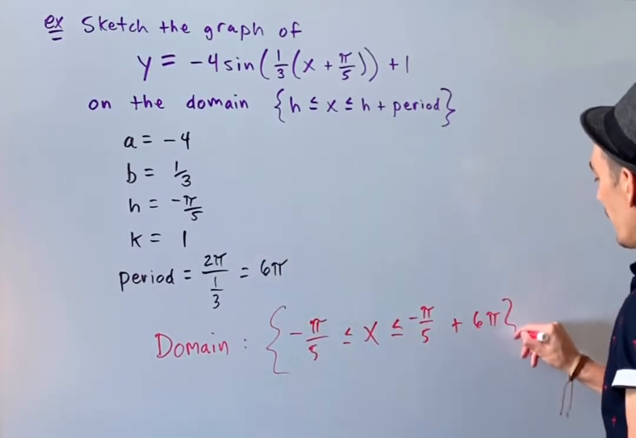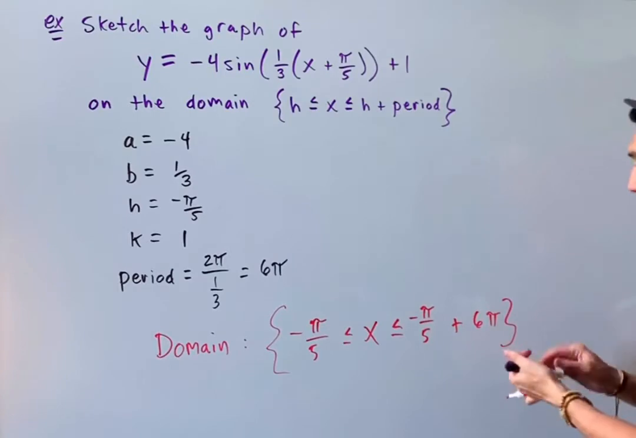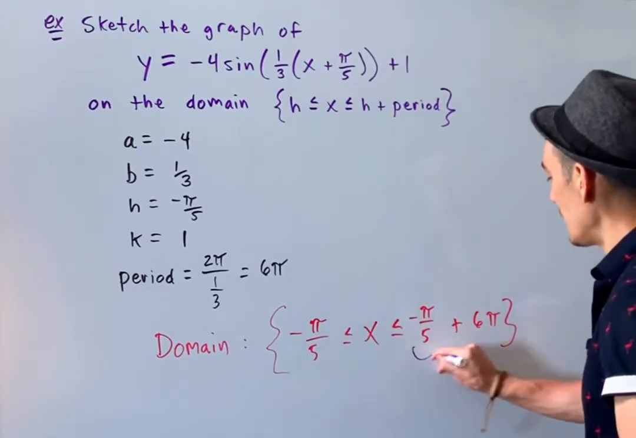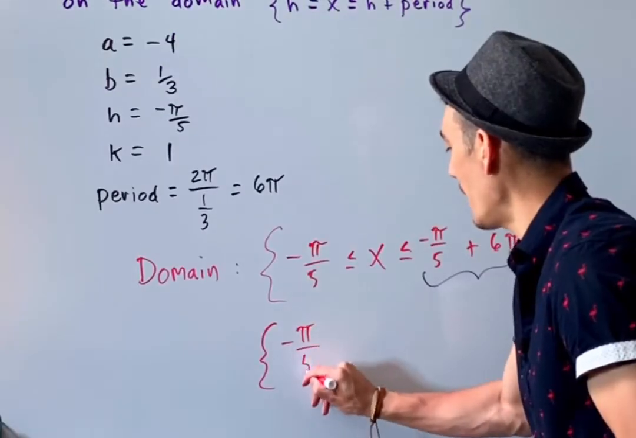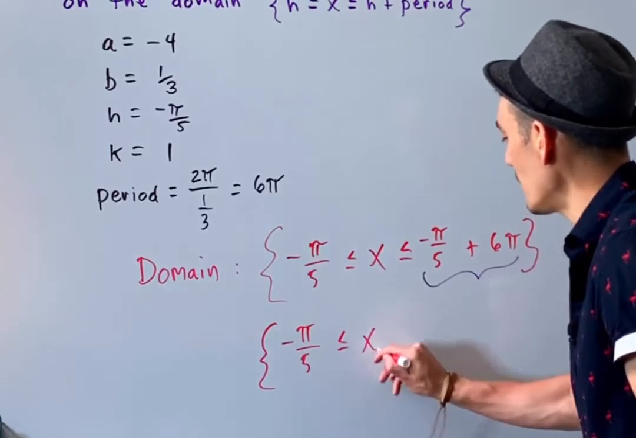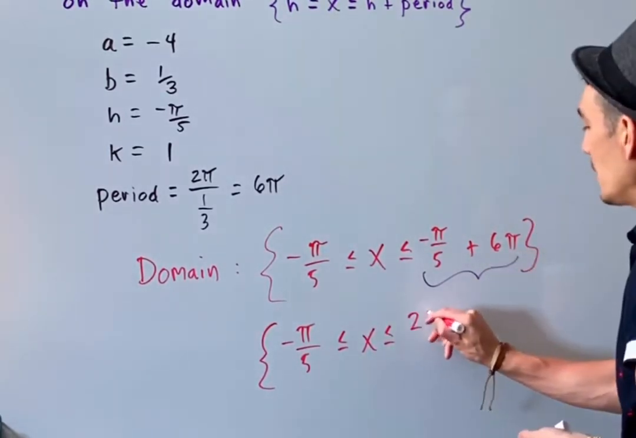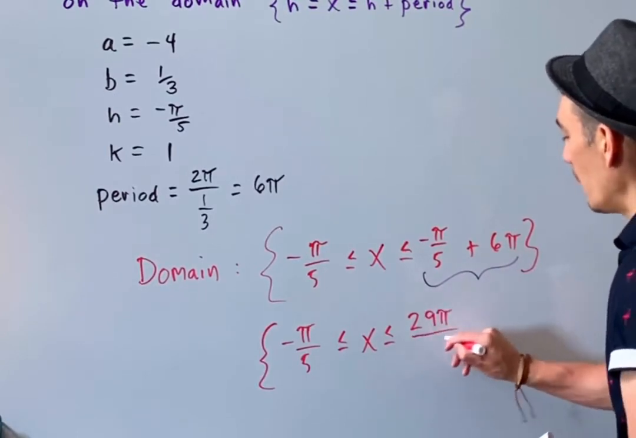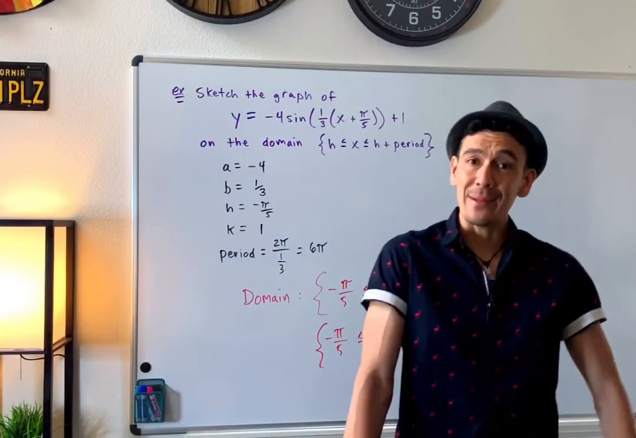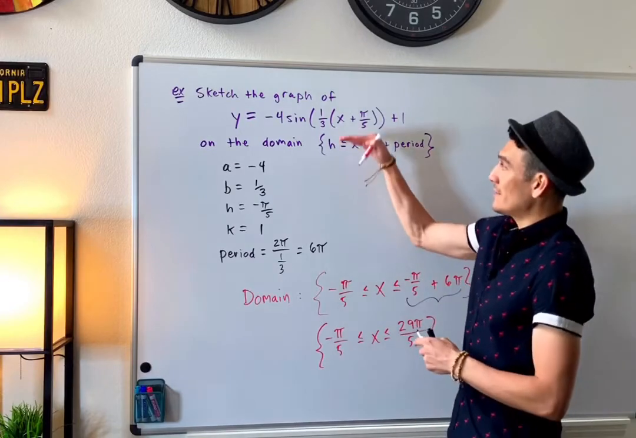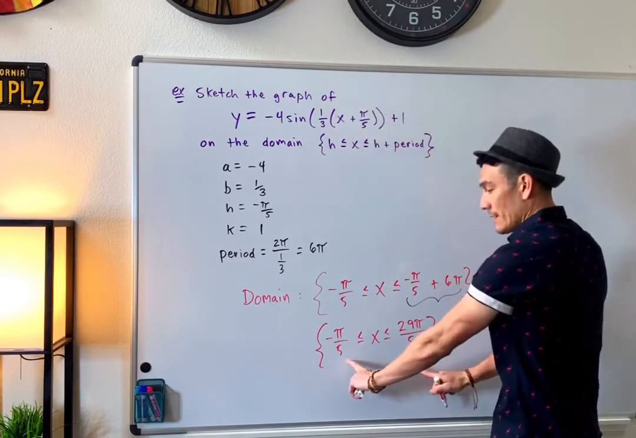Now, you know what? Before we type this in, can you tell me what this is, please? Type this into your devices. It'll be negative pi over 5, less than or equal to x, less than or equal to, if you type this in, 29 pi over 5. I think now we're ready. Let's go to Desmos. Let's type this in, and let's see how this helps us out.